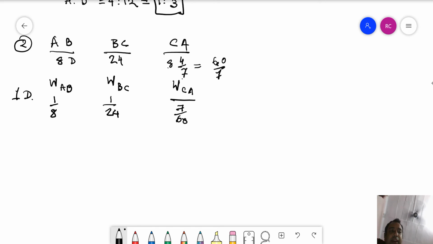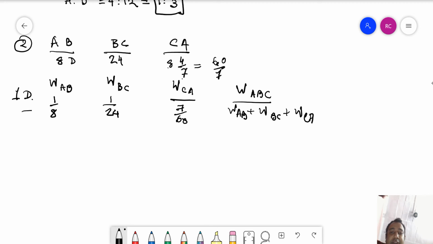So in one day, work done by A, B and C would be how much? It would be work done by AB plus work done by BC plus work done by CA, is it? No, because every time we add these, the amount of work done by A will be counted twice, the amount of work done by B would be counted twice, and the amount of work done by C would be counted twice. So basically, this expression divided by half would give us the answer.